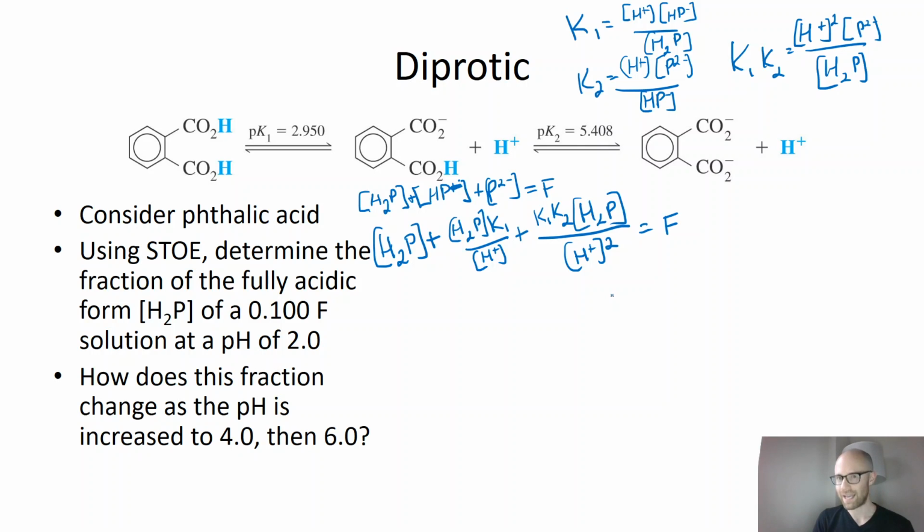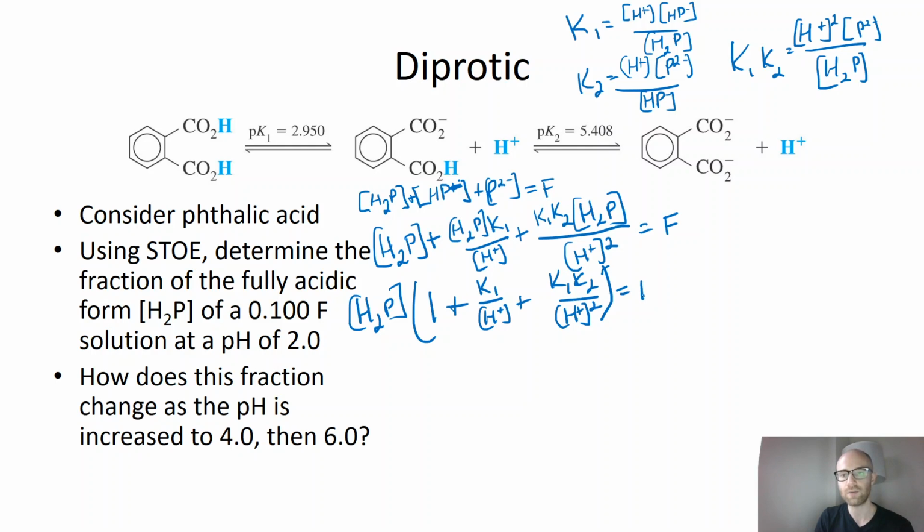Hopefully you know where we're going next. We're going to do the same exact thing we did last time. Factor out the H2P that's present in all three of them, divide it over, and then take your three terms and put them together. So I'll show it here this once. H2P, we're going to factor out. We're going to have 1 plus K1 over H plus plus K1, K2 over H plus squared equals F.